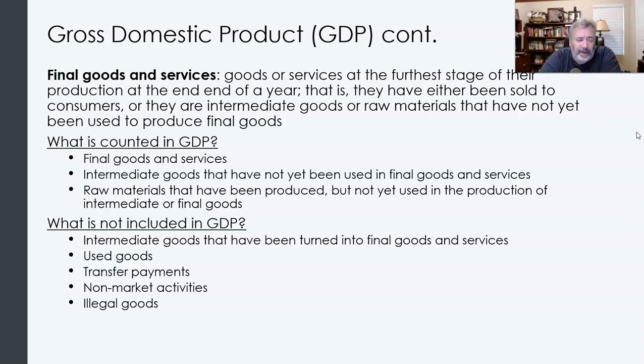They're saying that intermediate goods are counted. That's just not true. I don't know why somebody would say that. Raw materials that have been produced but not yet used in the production, it's not counted. It's just not true. Until, I don't want to wander off too much in the grass, but until that stuff gets used and sold, otherwise you're double counting, aren't you?